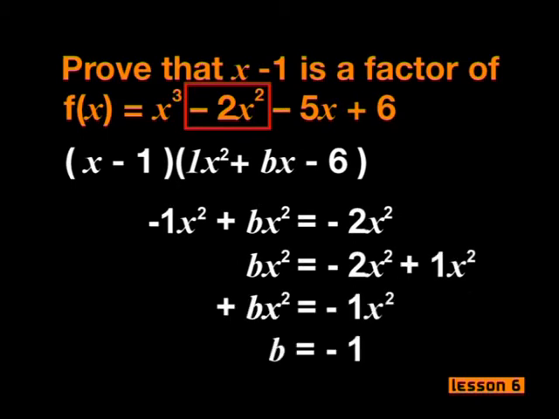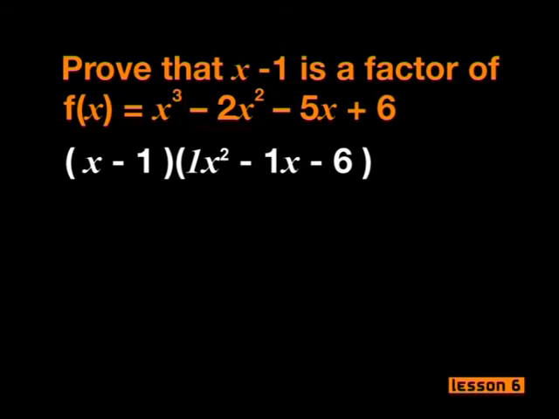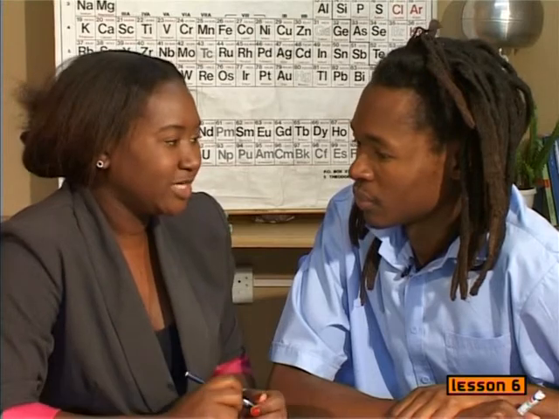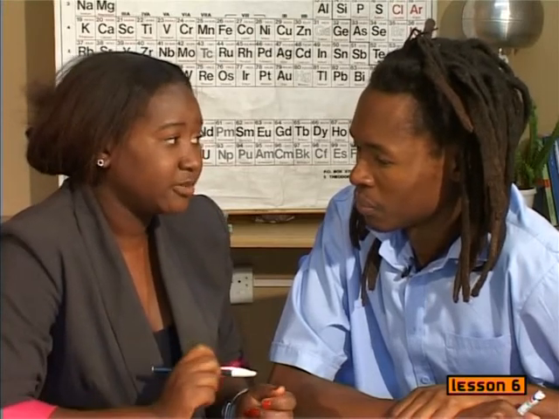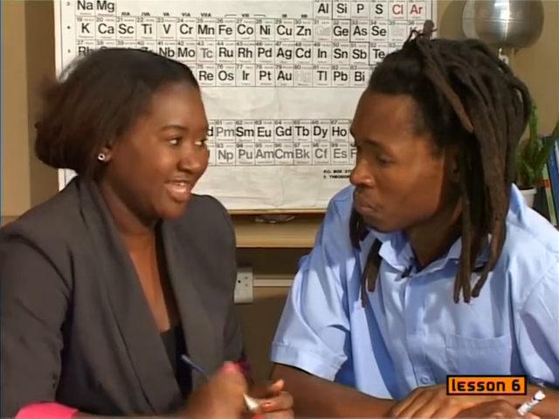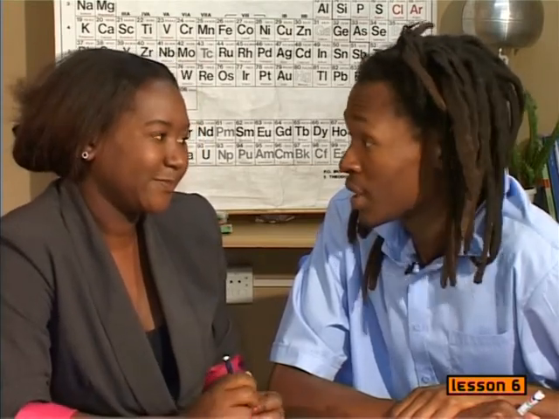In our example, b would be equal to negative 1, giving us a trinomial, which we can then factorize in order to find all the factors of the cubic function. I just want to note here that if there are no x squared terms, we can still use this method to find the b term by comparing the x terms. That's not really as difficult as I thought it would be.